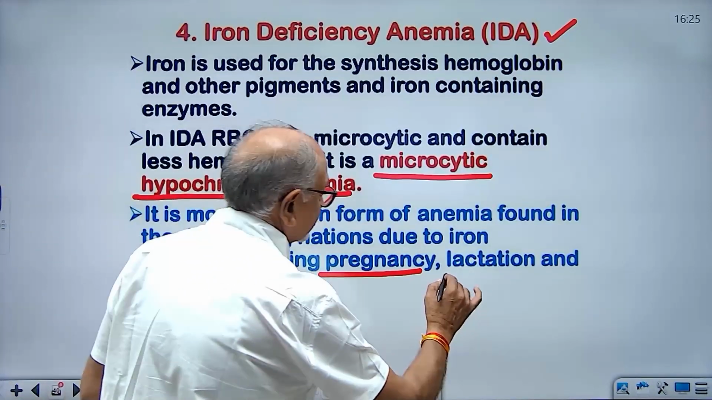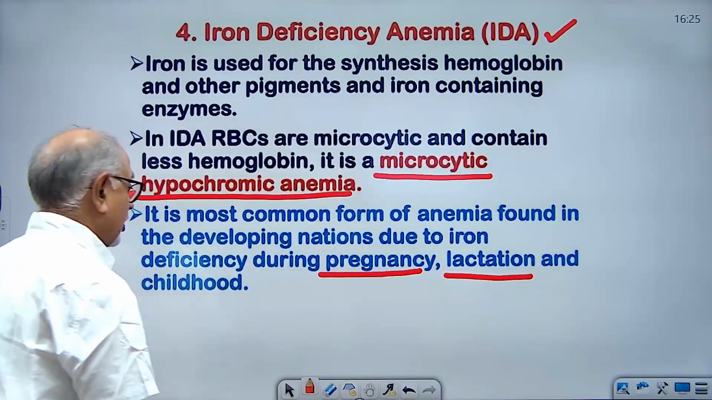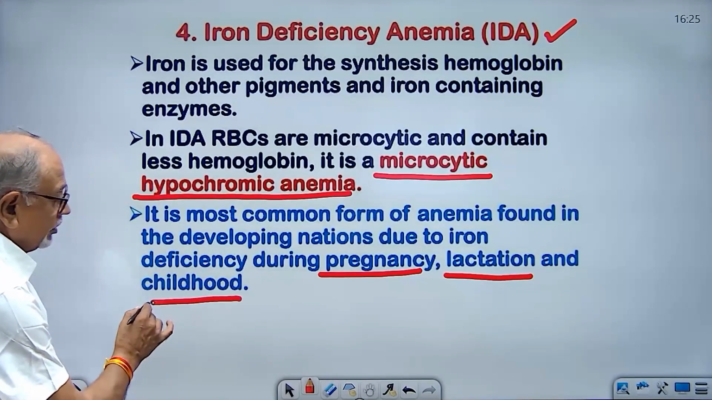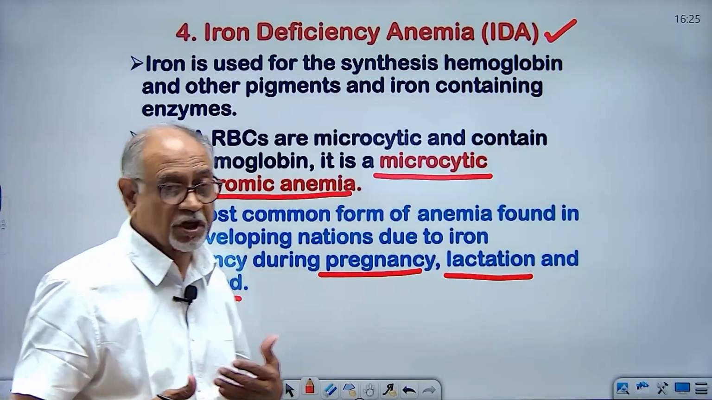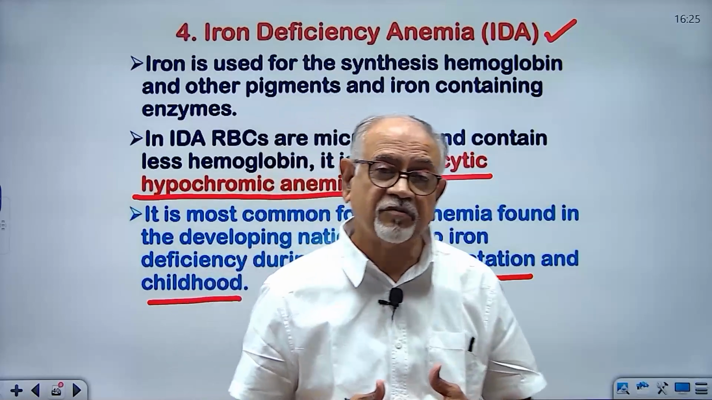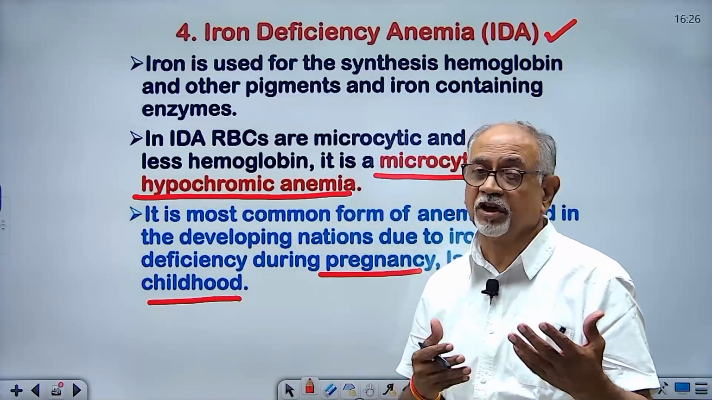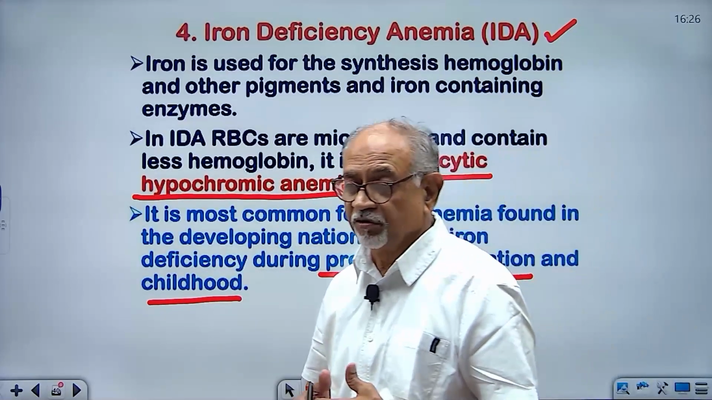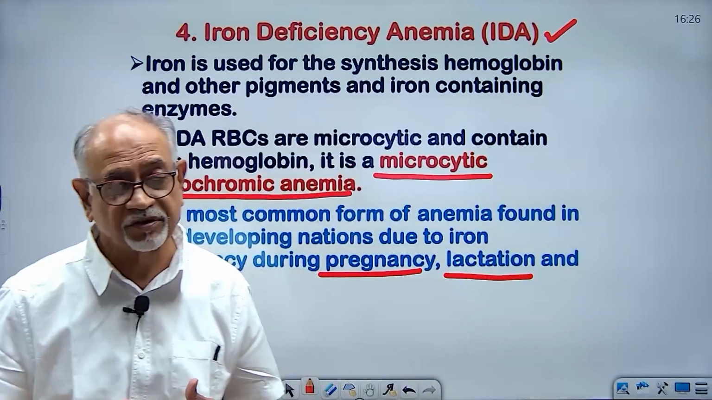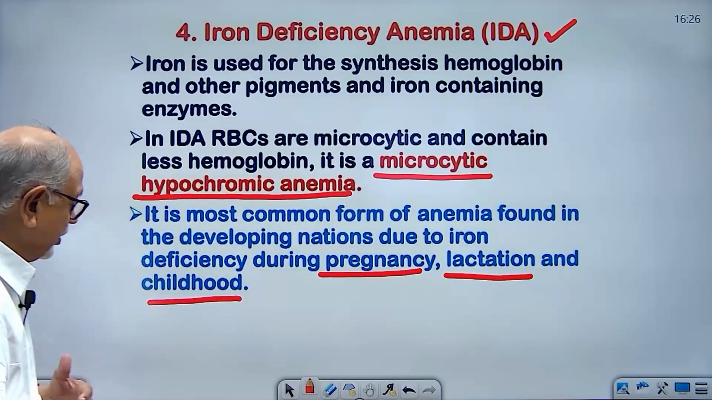Then during the lactation period also, in the childhood also, when the child is mainly fed with the mother's milk, which does not contain much amount of iron. So, these are the causes of iron deficiency anemia, IDA.